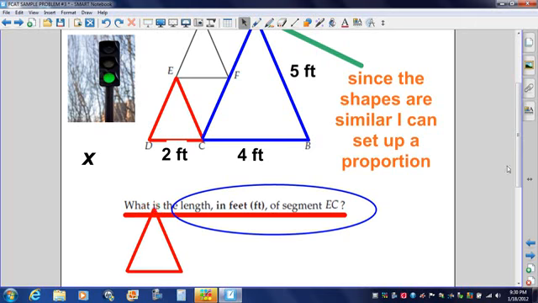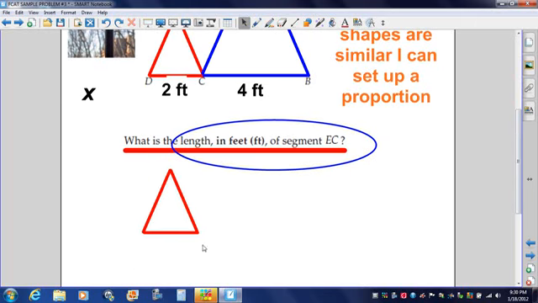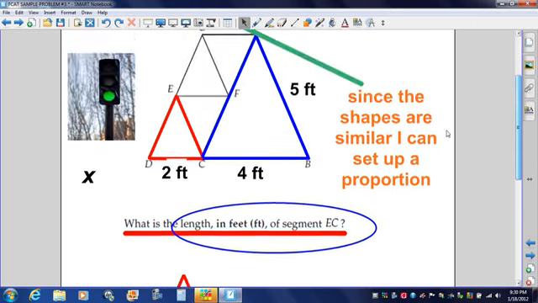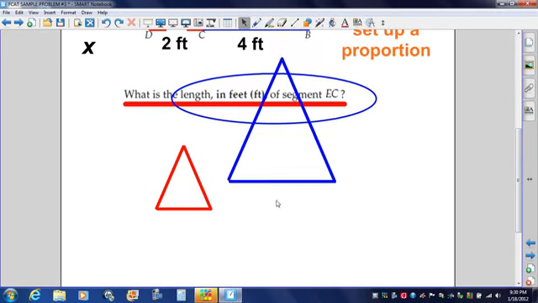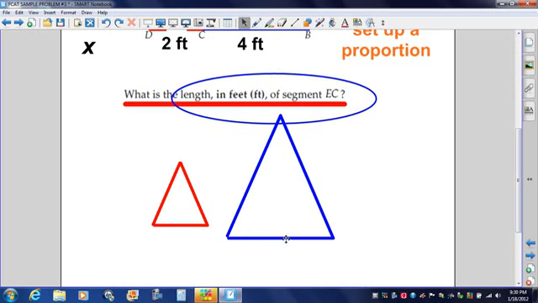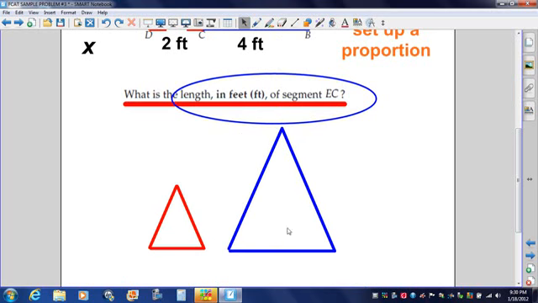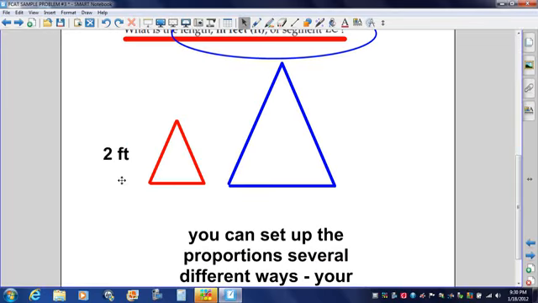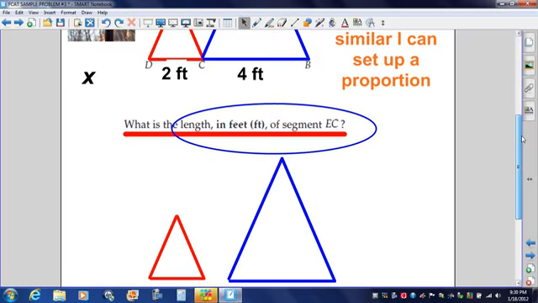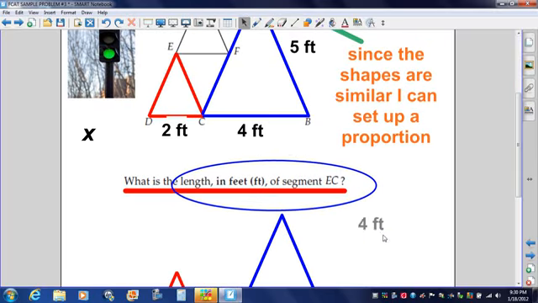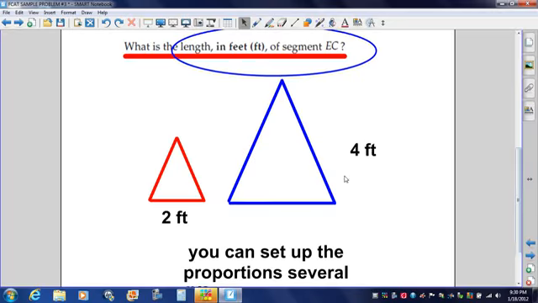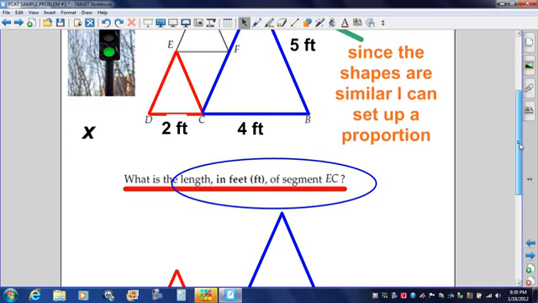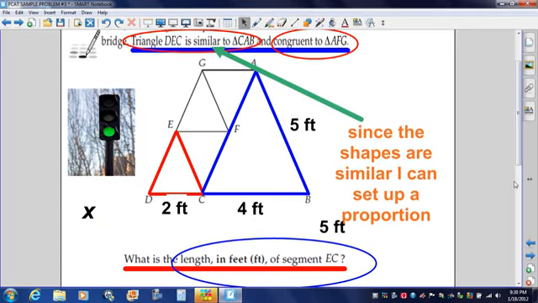On your paper, please draw a small triangle that is similar to a larger triangle. So on your paper, please draw a small triangle and a larger triangle. And then on your paper, we're going to make the bottom of the red triangle 2 feet. We're going to make the bottom of the blue triangle 4 feet. We're going to make the side of the blue triangle 5 feet.